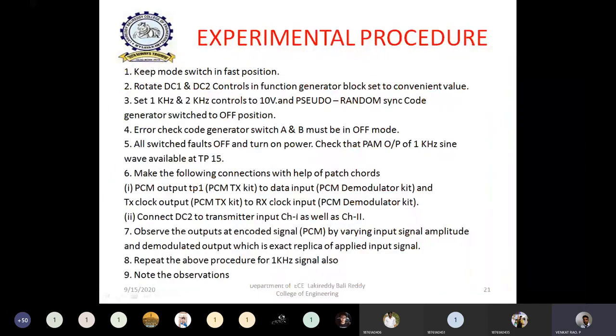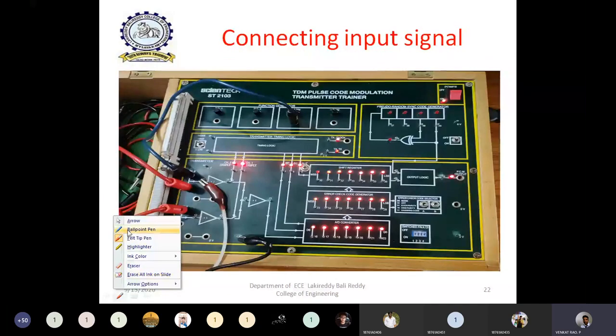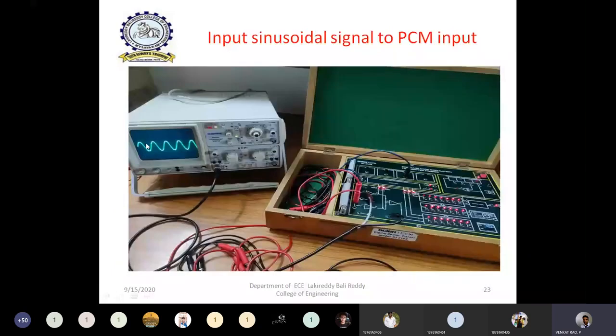Now, if you see, I have taken a 1 kHz input signal, and that input signal is connected here, and both the channels are combined because we are using only one signal, not a multiplexed signal. If you connect this input to the CRO, this is the positive pin and this is the negative pin, which is connected to ground. Then you'll observe a sinusoidal signal on the CRO screen. You can take either a 1 kHz signal or a 2 kHz signal, whatever.